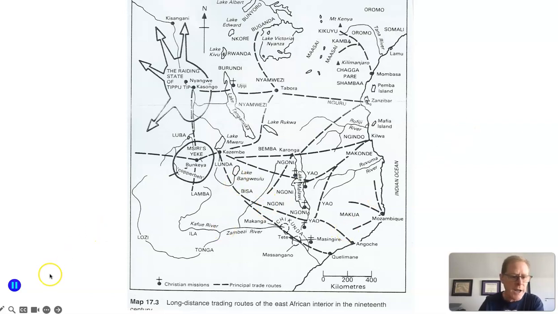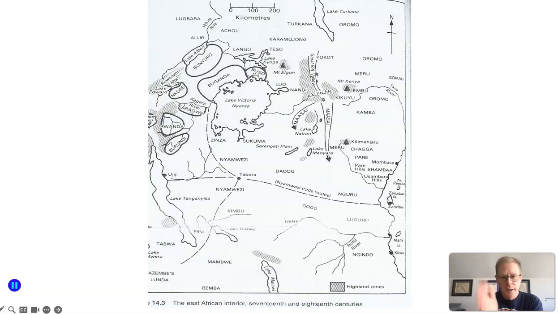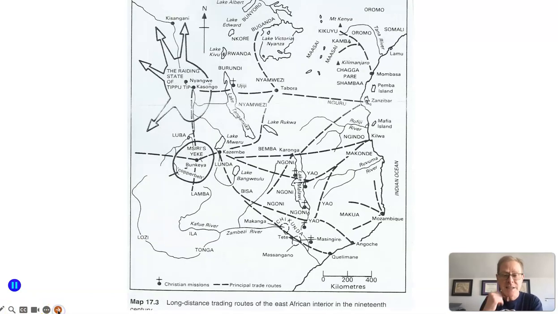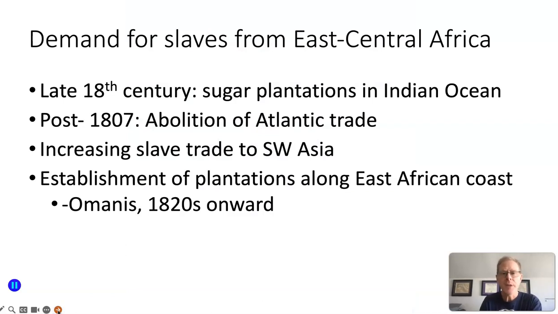Just looking at it, from this to this, you see how trade is booming in the 19th century. And then as you'll read about in Reid, and also in the Sunseri article, the impact that's going to have on states and societies in the region. Now, a lot of this trade is going to be focused around the slave trade.